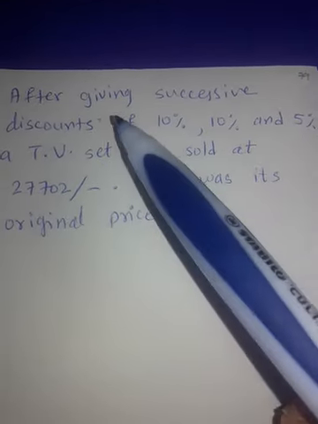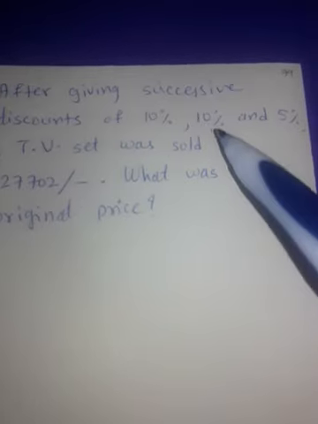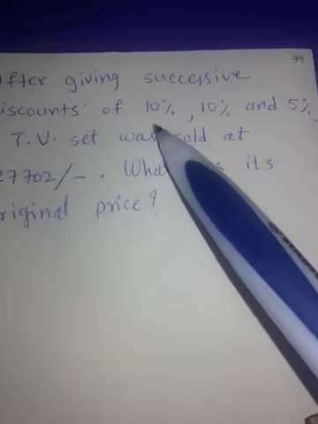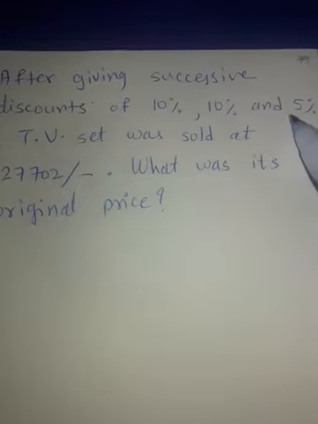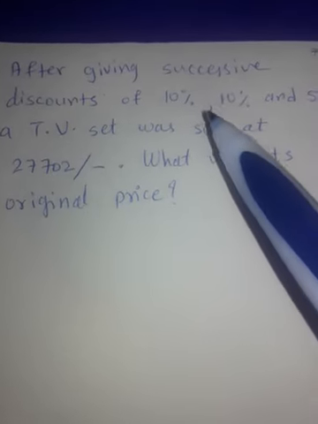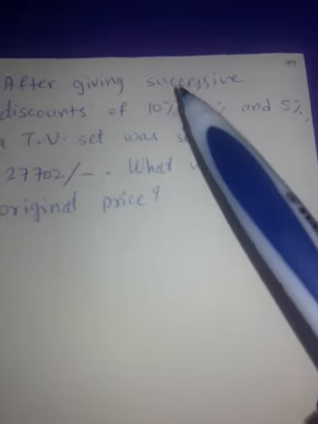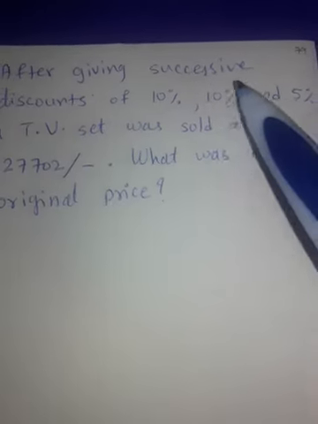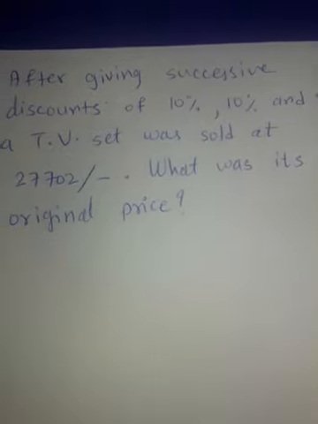If you add this, that is after giving successive discount of 10, 10 and 5, if you add this, that is 10 plus 10 plus 5 is 25, and then if you think the discount is 25% on original, then you will be wrong, because this is successive discount. So let us see how to solve this.